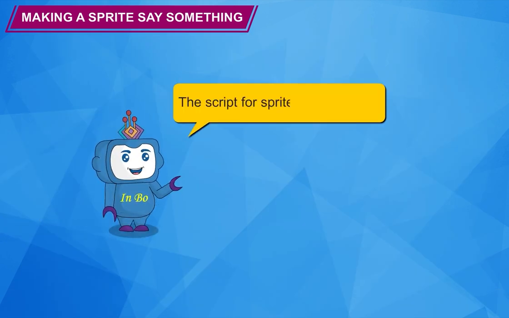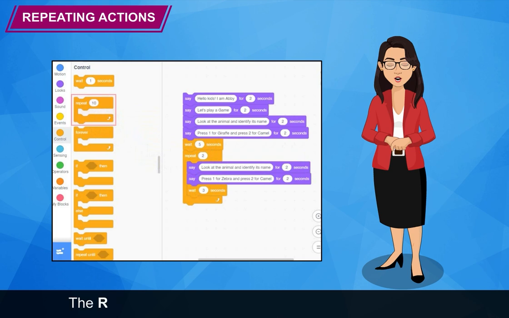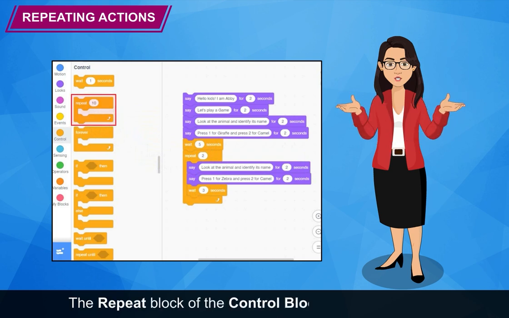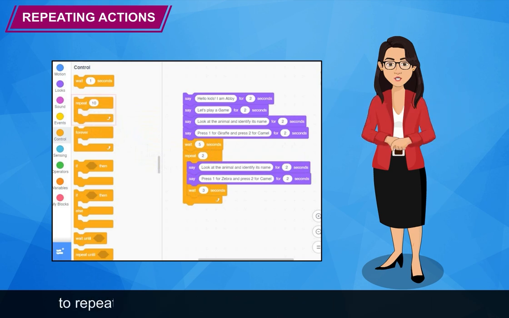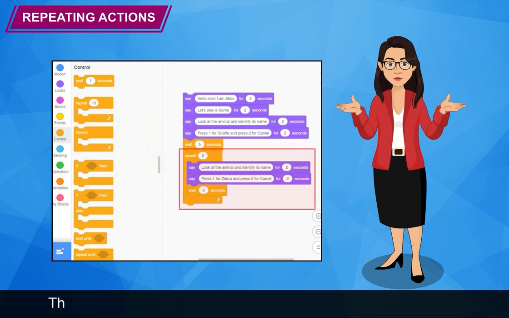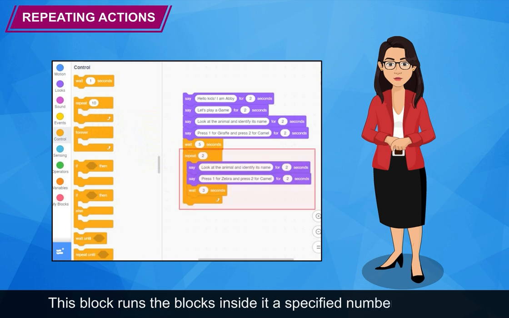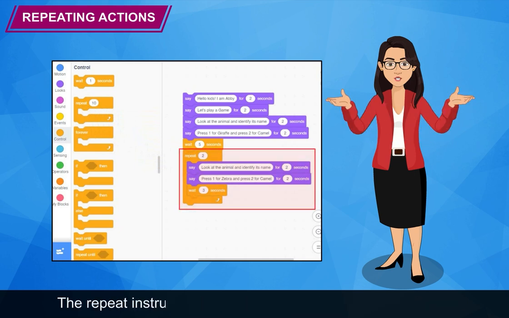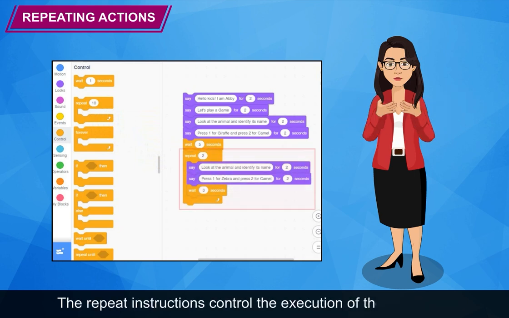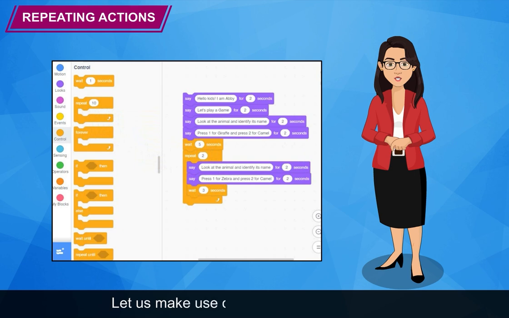The script for Sprite Abby is done. Repeating actions. The repeat block of the control block category is used to repeat the actions of the sprite as many times as needed. This block runs the blocks inside it a specified number of times. The repeat instructions control the execution of the program. Let us make use of this block in our project.